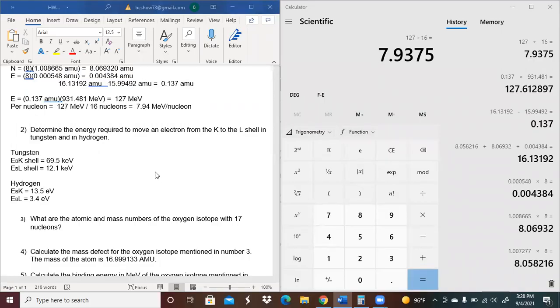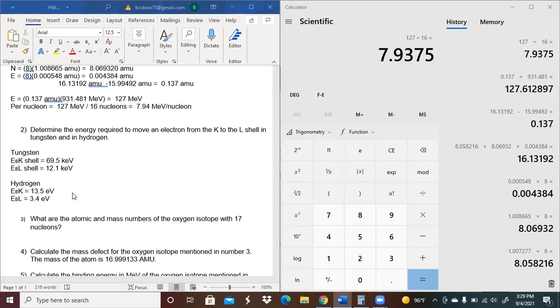Next, let's take a look here at problem 2. So we're going to determine the energy required to move an electron from the K to the L shell, both in tungsten as well as hydrogen. So what I've done here is I've gone ahead and given you what the energy levels are for each shell. So for the K shell for tungsten, it's going to end up being 69.5 keV. For the L shell, it's going to end up being 12.1 keV. Hydrogen, the K shell is going to be 13.5. And for the L shell, it's 3.4.